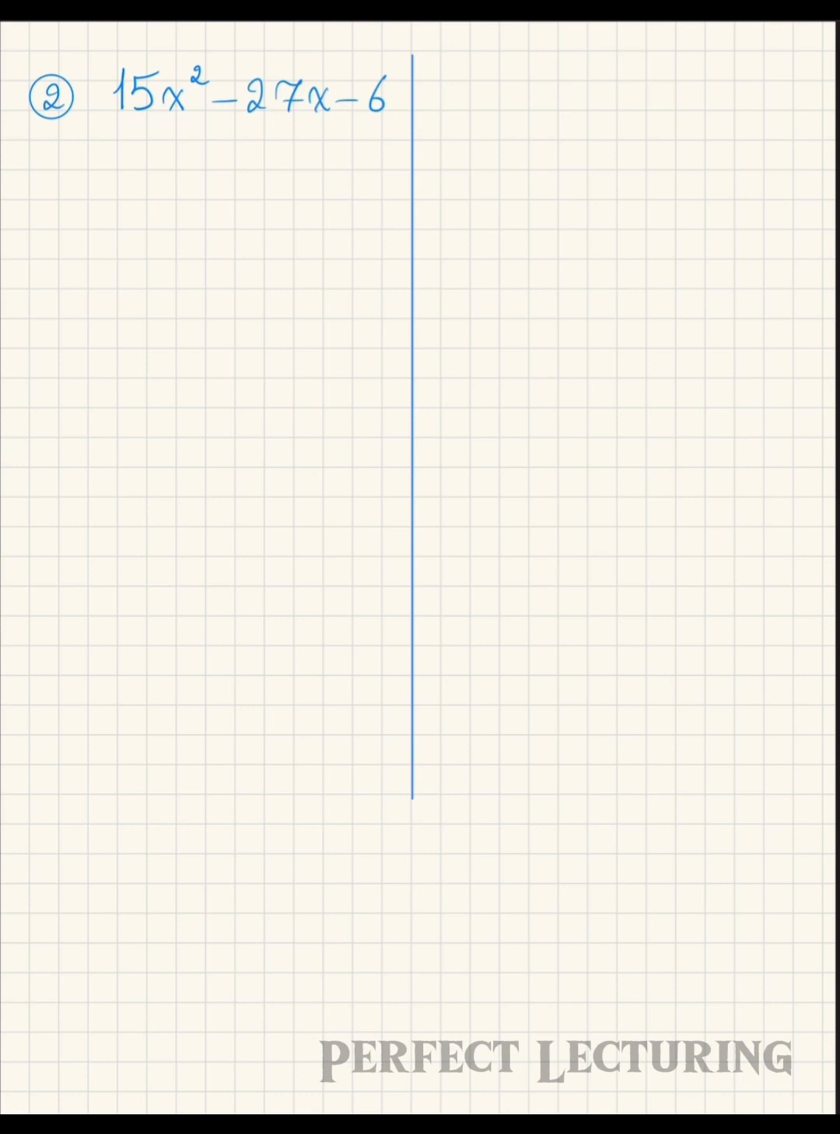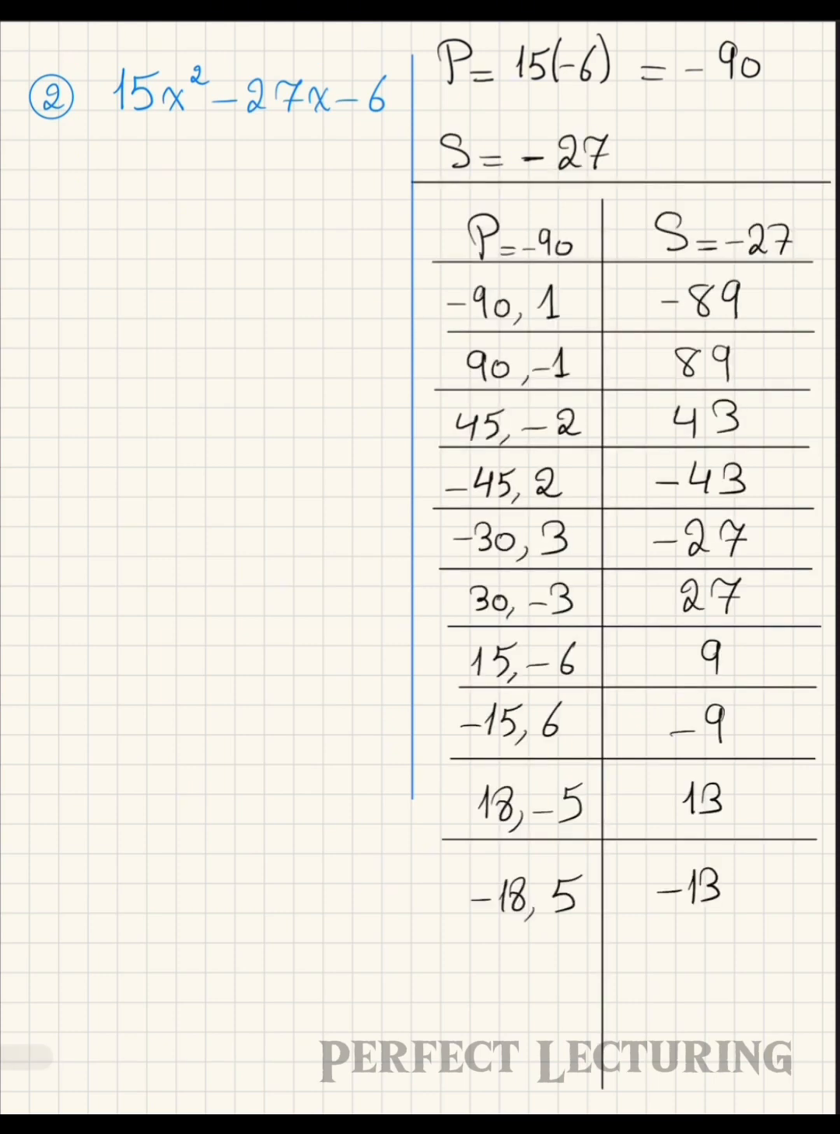Now let us do one more question for the general trinomials ax squared plus bx plus c. So I have to look for 2 numbers whose product is a, which is 15, times c, that is negative 6, that is negative 90, and whose sum is b, which is negative 27. All right, so this is the table of all the possibilities. The pair which matches our exercise is this one, where the sum is equal to negative 27.